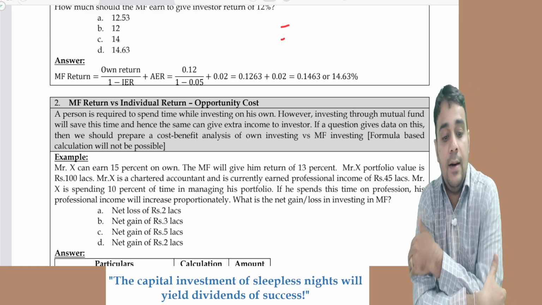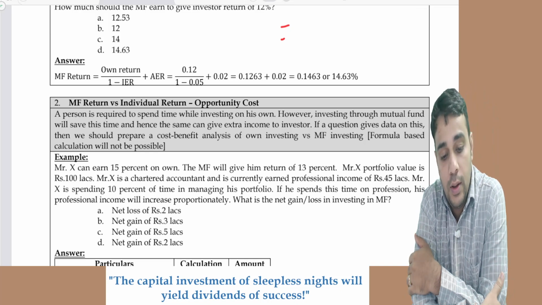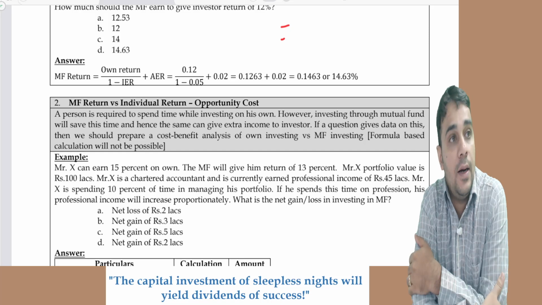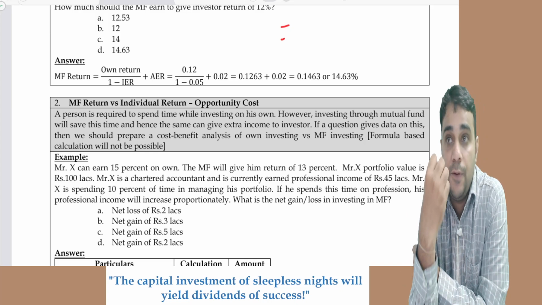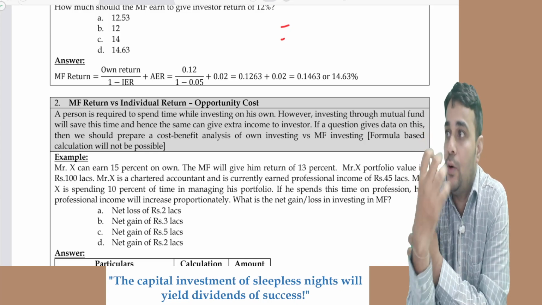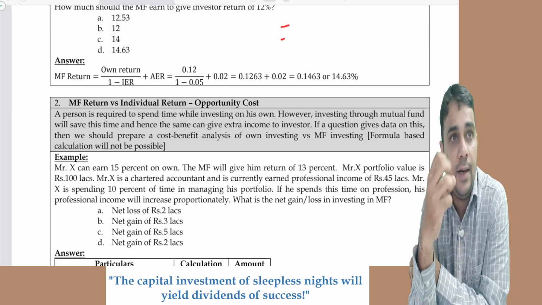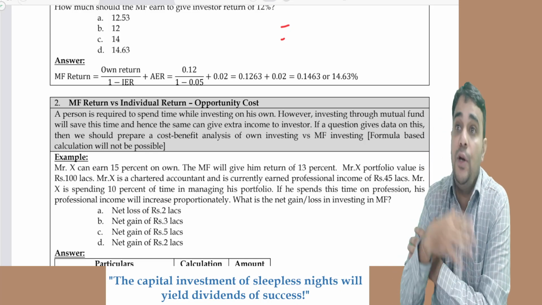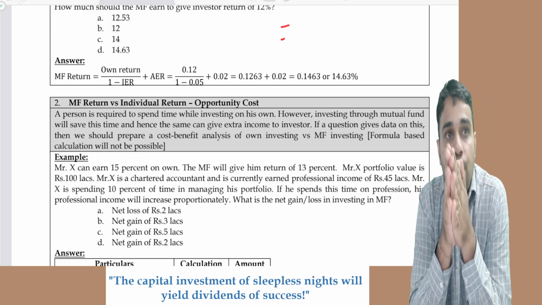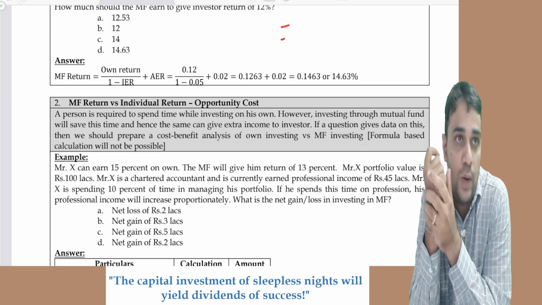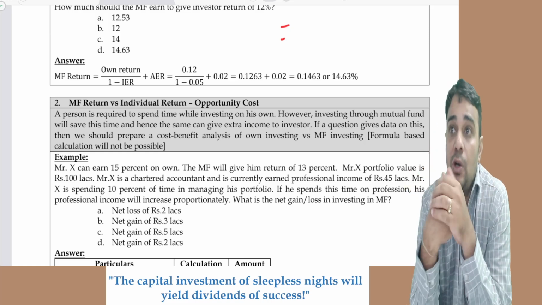Mr. X can earn 15% on his own. MF will give him a return of 13%. MF is giving only 13% and I can earn 15%, so I got excited and said I will do only my own investment. Mr. X's portfolio value is 100 lakh, so the extra 2% is an extra 2 lakh rupees. Why should I miss out on these 2 lakh rupees?